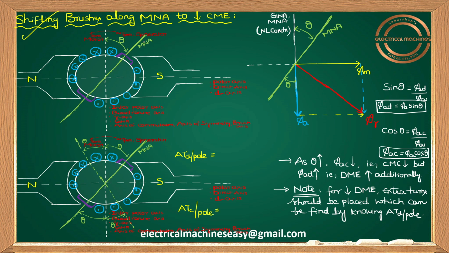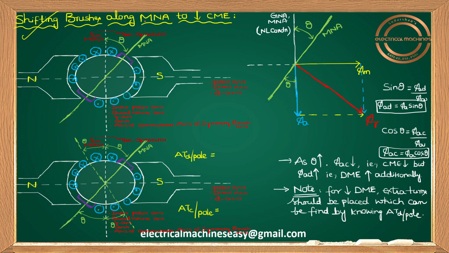Because of the cross magnetizing effect only, we're having poor commutation, delayed commutation, under commutation, and sparking of the brushes. So indirectly, if you are reducing the cross magnetizing effect, I can say we can reduce sparking of the brushes and improve commutation. All those things can be possible by shifting brushes along MNA. That is what I can say.